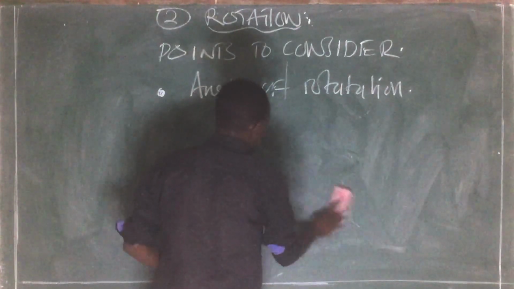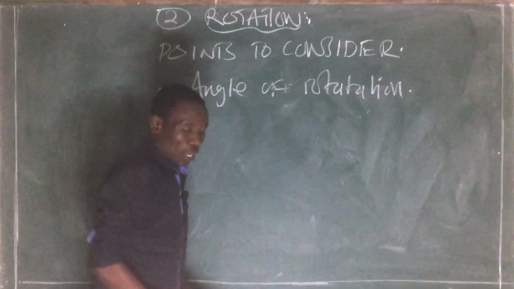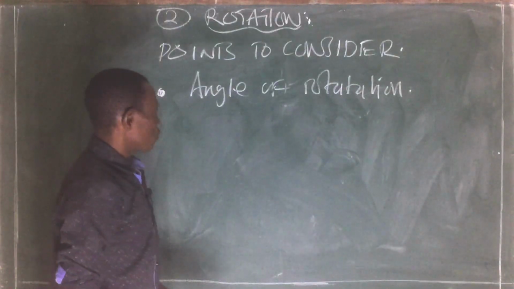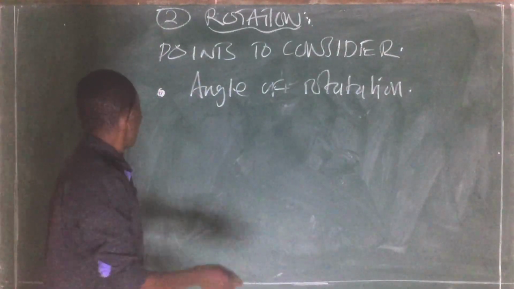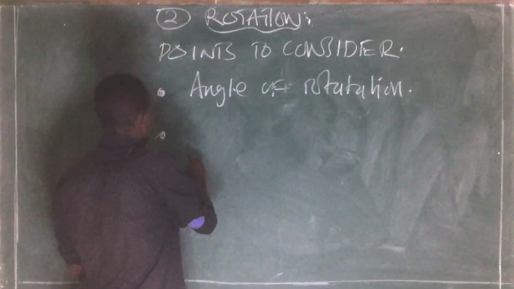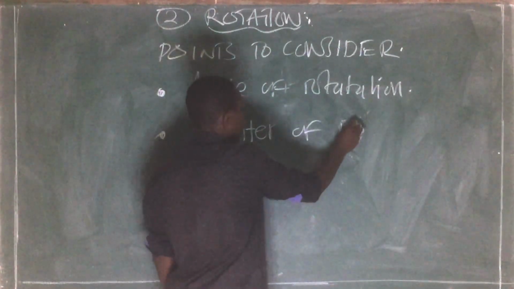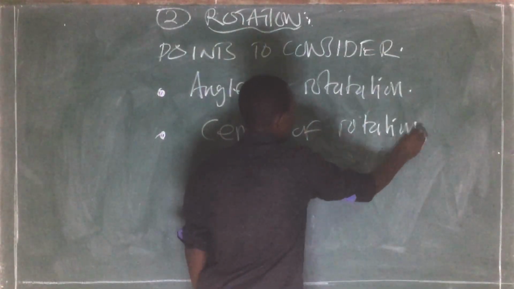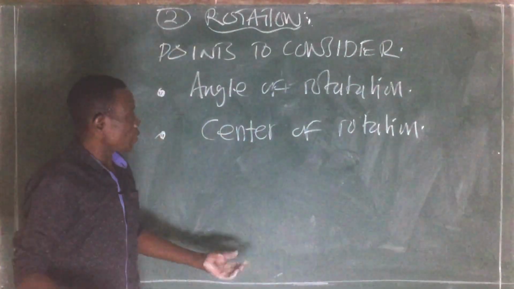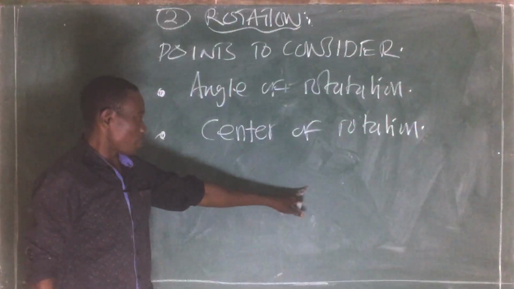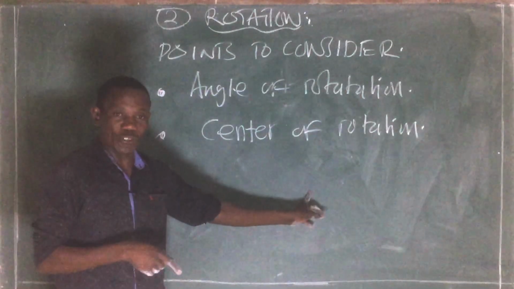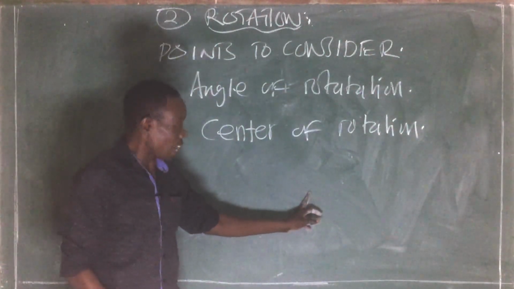Right. Secondly, apart from the angle of rotation, which is very paramount, we need also to consider the center of rotation. Right. The center of rotation is the point about which that figure is rotating, a fixed position as such.